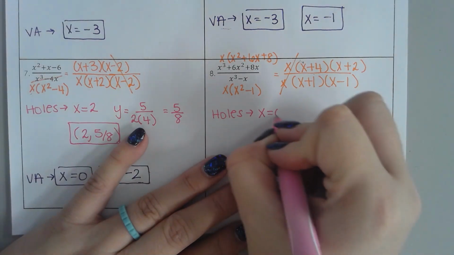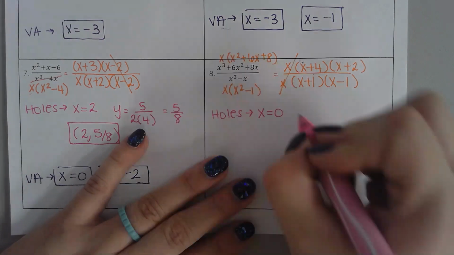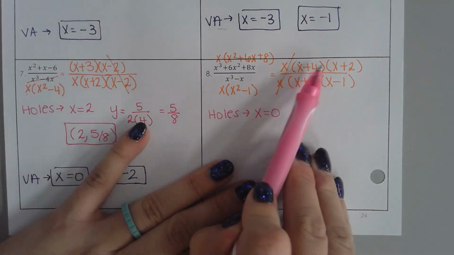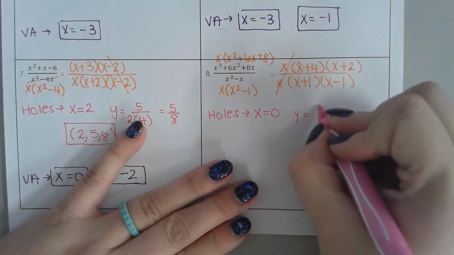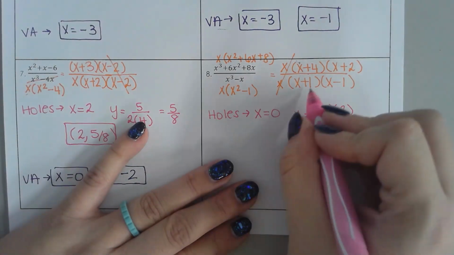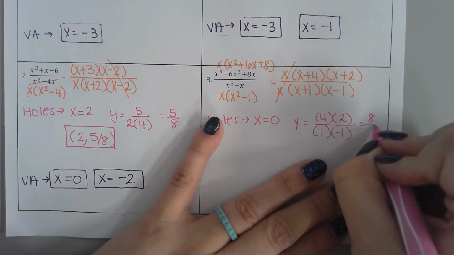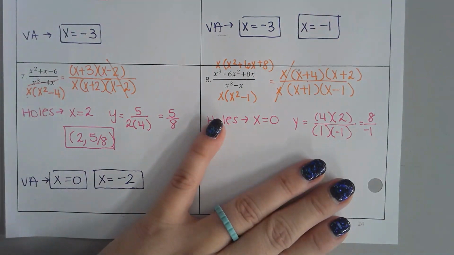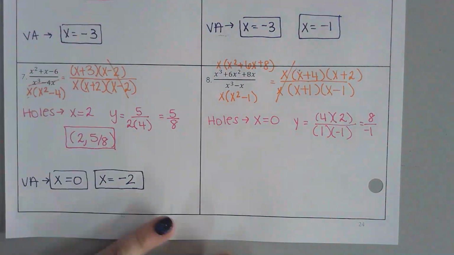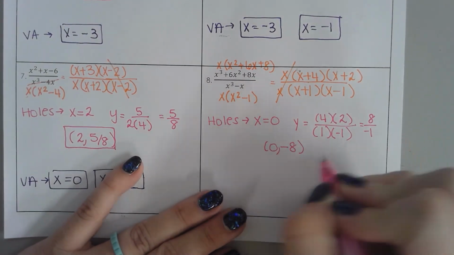We would have a hole at x equals 0. And then for the y value, we just plug a 0 back in. 0 plus 4 is 4. 0 plus 2 is 2. 1 and negative 1. That gives me 8 over negative 1. So I have a hole at the point (0, -8).